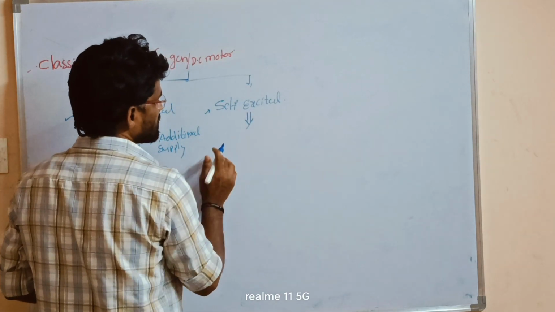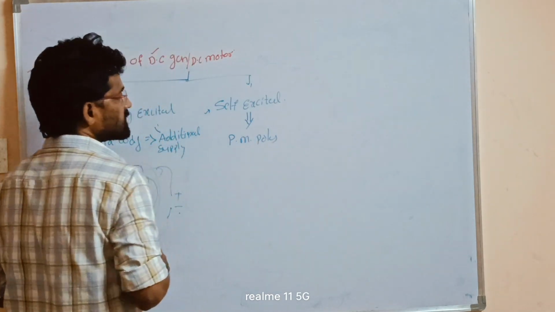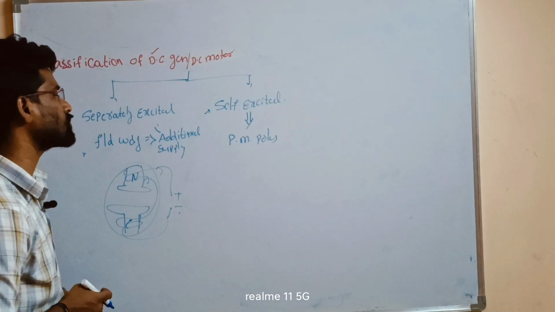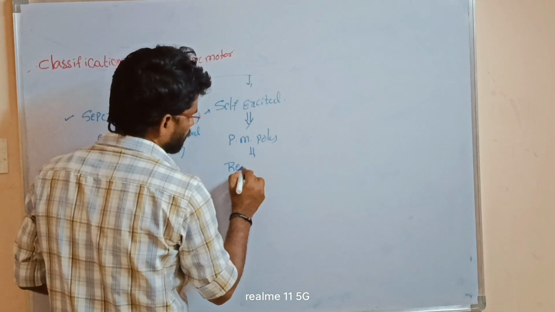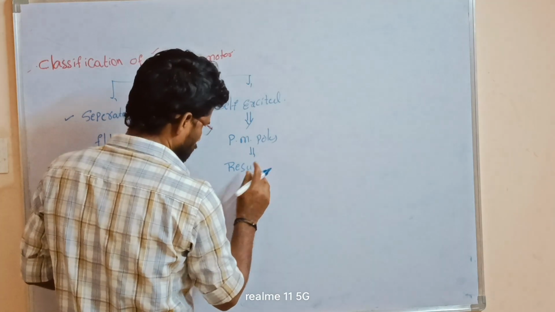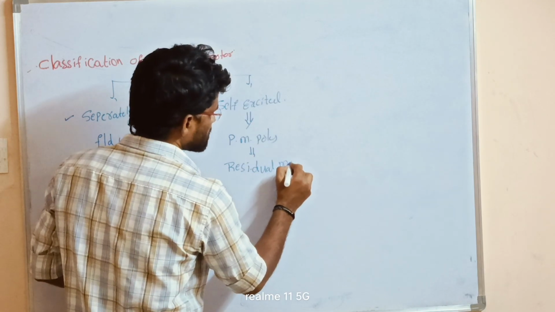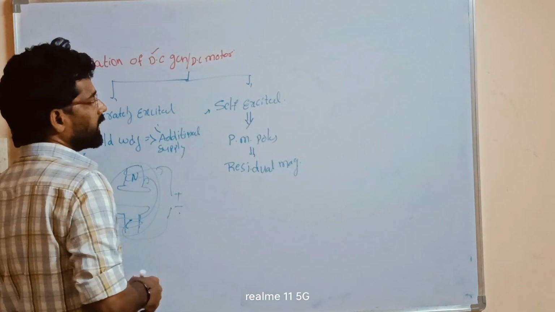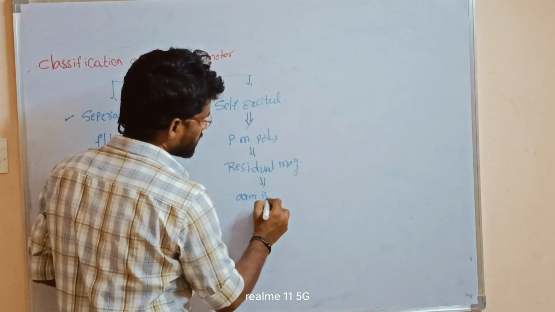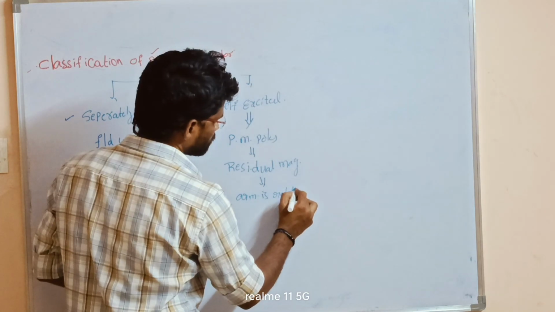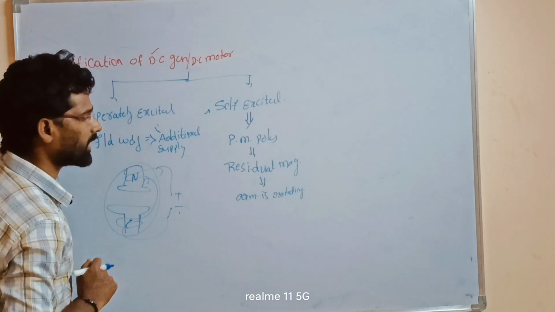Why it is self-excitation is because permanent magnetic poles are used. These permanent magnetic poles create some residual magnetism. Due to residual magnetism, the armature is rotating. That is the basis of a self-excited machine.